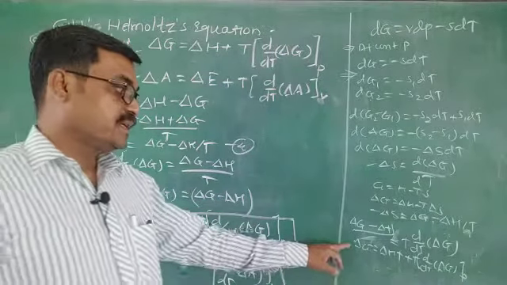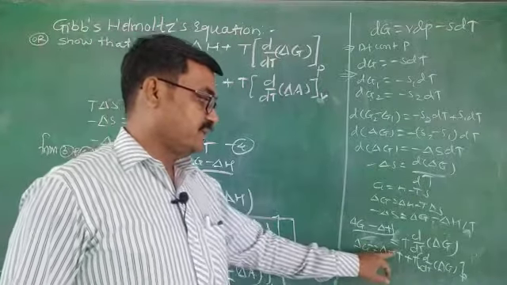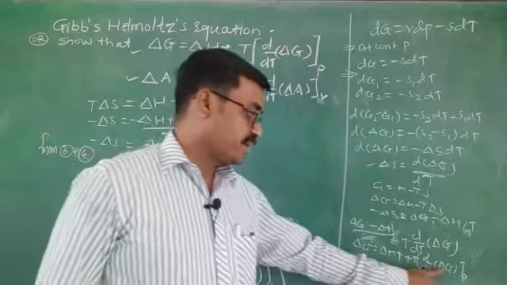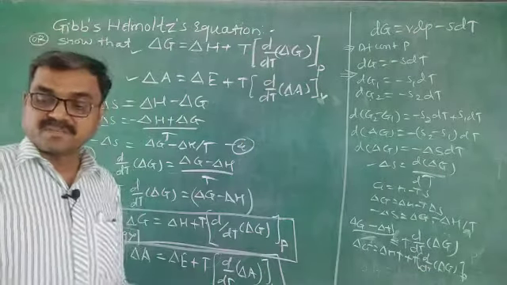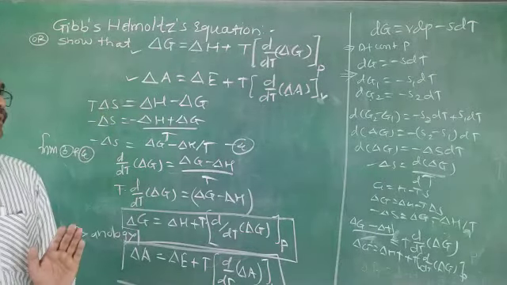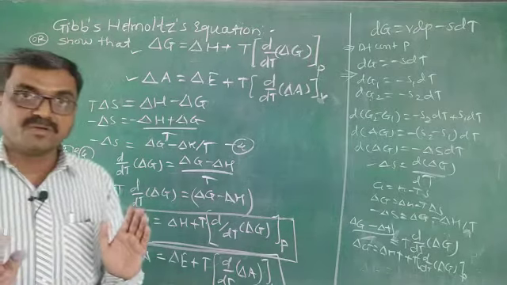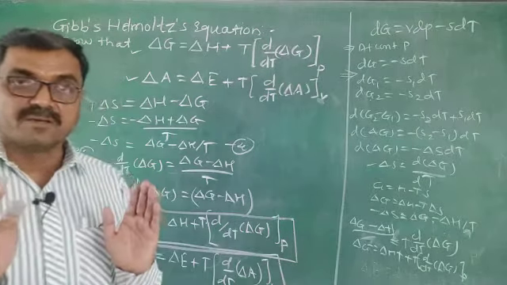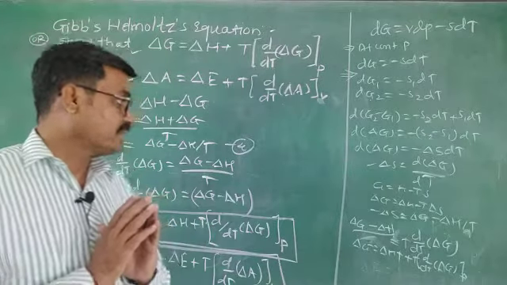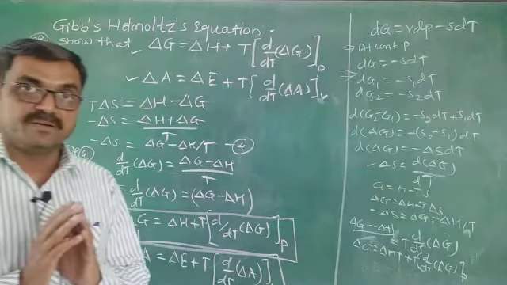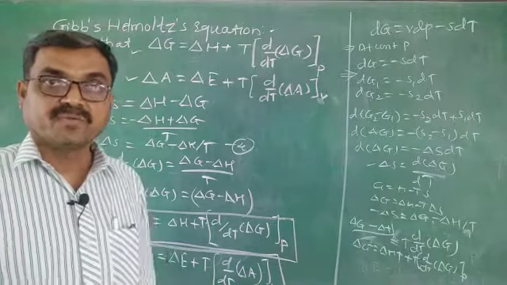Now by analogy, instead of G there is A, instead of H there is E, here again delta A, and instead of P there is V. This is the Gibbs-Helmholtz equation. We have seen how to derive it and how to remember it. I think you all understand this Gibbs-Helmholtz equation. Okay, thank you very much.